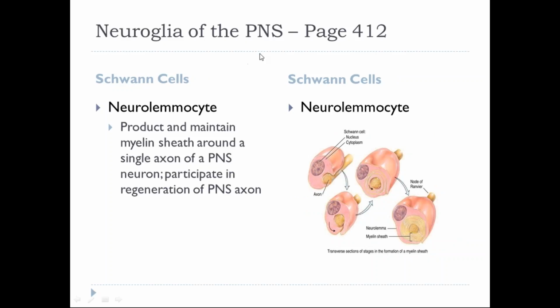In the peripheral nervous system, again, they weren't in the picture on page 412. They're just listed there. The neurolemmacyte, or the Schwann cell, is what produces the myelin in the peripheral nervous system. Again, it can take up to 500 neurolemmacytes to produce the myelin for one axon. So for those really long axons that have to go down to your big toe, you're going to have a lot of neurolemmacytes producing the myelin.